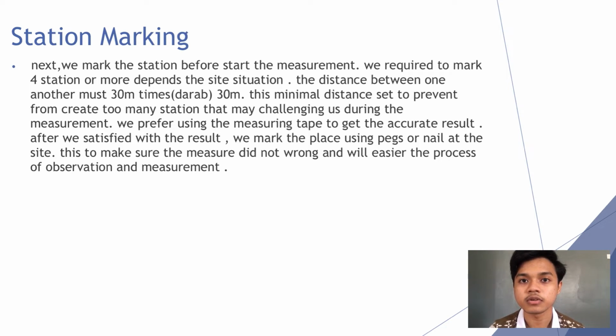During the measurement, we prefer using the measuring tape to get an accurate result. After we are satisfied with the result, we mark this place using pegs or nails at the site. This is to make sure the measurement is not wrong and will make the process of observation and measurement easier.